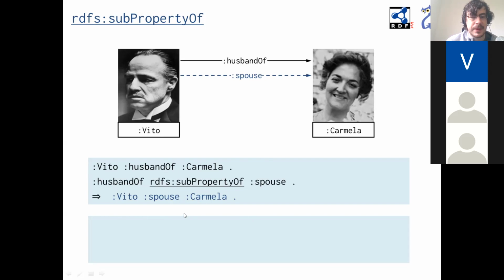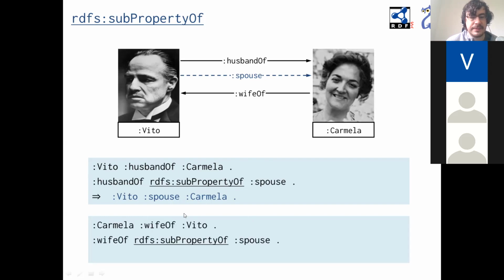So we already saw subproperty of in the previous example. On the other hand, if we say Carmela, wife of Vito, and wife of subproperty of spouse, then we can infer in the other direction, Carmela, spouse Vito, right? So we see these inferred triples are dashed here based on the subproperty definitions that we provided.